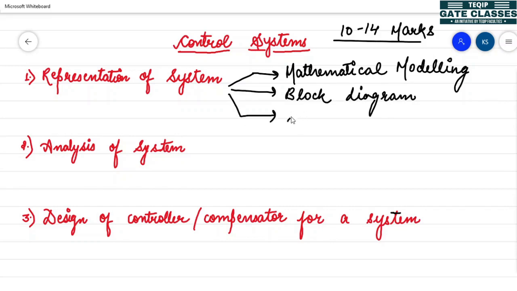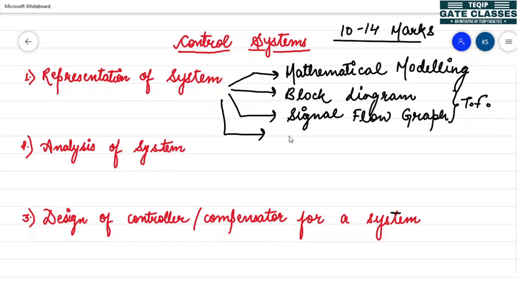Third way is using signal flow graph. In both these two representations, transfer function is being used. And the last one is state space model. So these are the four ways in which a system can be represented.